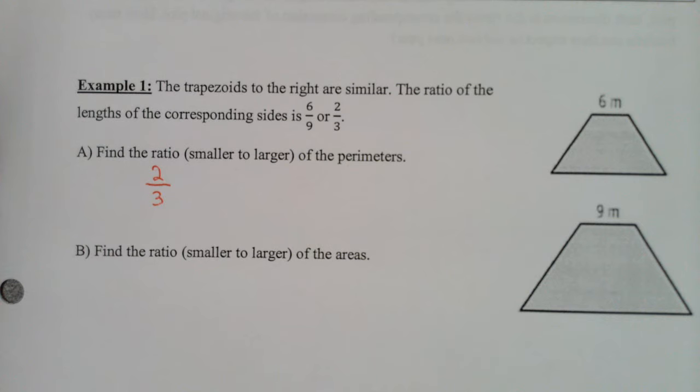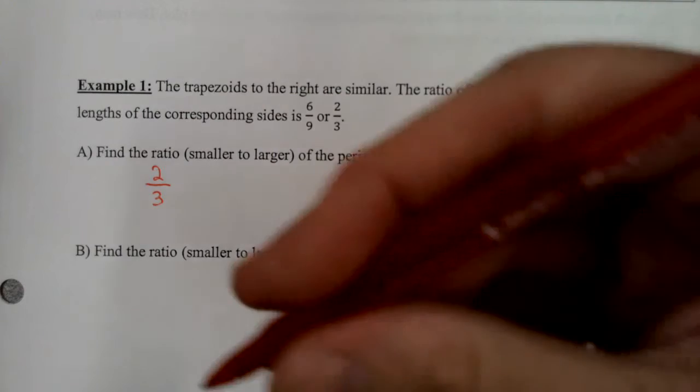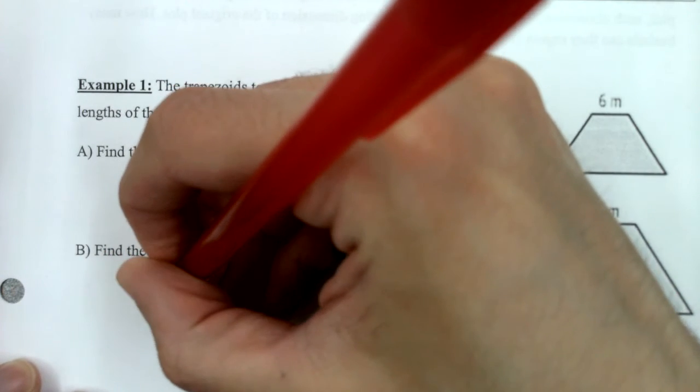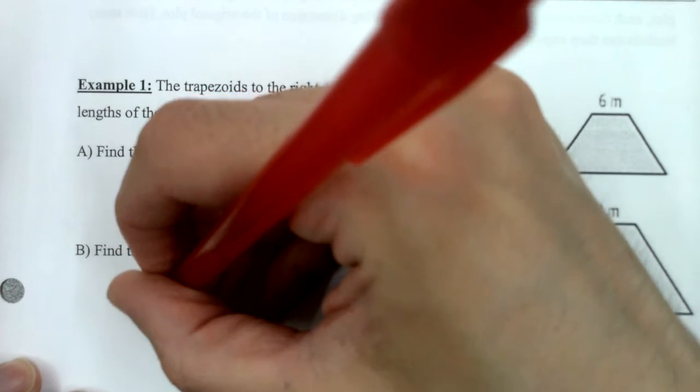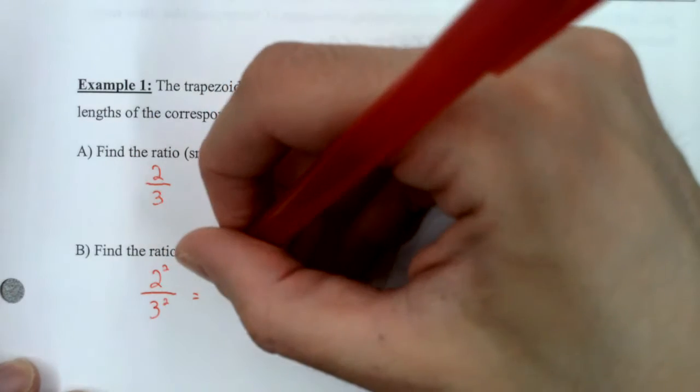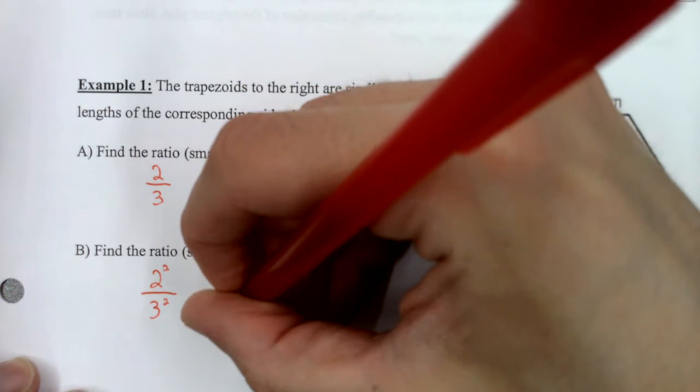And part B, find the ratio, smaller to larger, of the areas. This is going to equal 2 squared over 3 squared. This goes back to the theorem above, which equals 4 over 9. 2 squared is 4, 3 squared is 9.